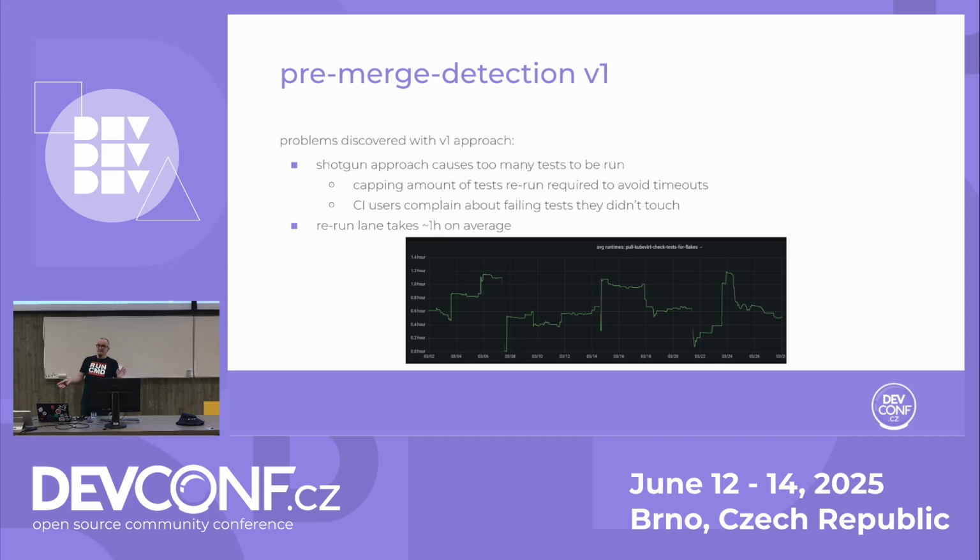I mean, there is collective responsibility and so, but that's another topic. But still, I can get that. If I didn't touch a test and it's failing on me, why should I bother? There are reasons for that, but I can understand the complaint. Basically, the rerun lane also takes around 1 hour on average, which is also a time constraint that we have. We wanted to get better on that.